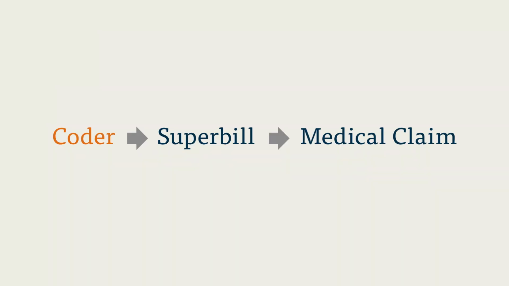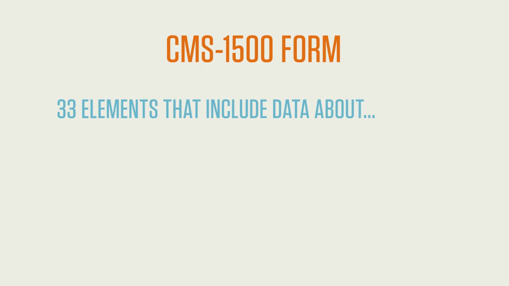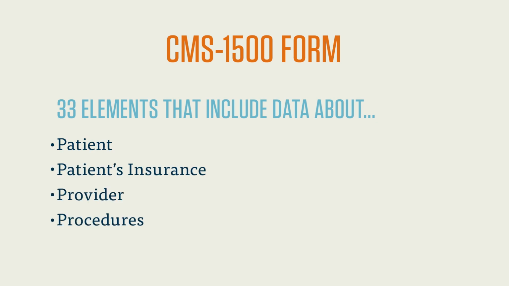The coder would also pass us all the relevant information for the claim in the super bill, and we'd then enter that into a medical claim. We're going to be working with a simplified version of the CMS 1500 form for this course. The CMS 1500 form has 33 elements or fields where the biller must enter in data about the patient's insurance, the provider, the procedures, and the cost of the procedures, among other things.